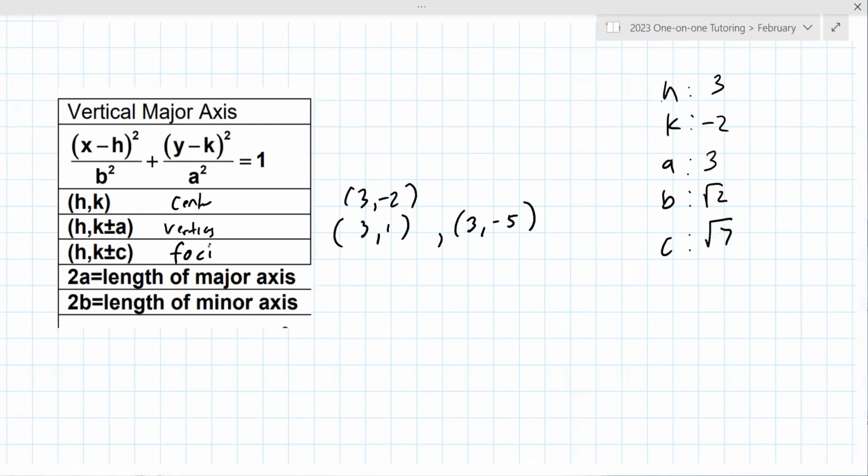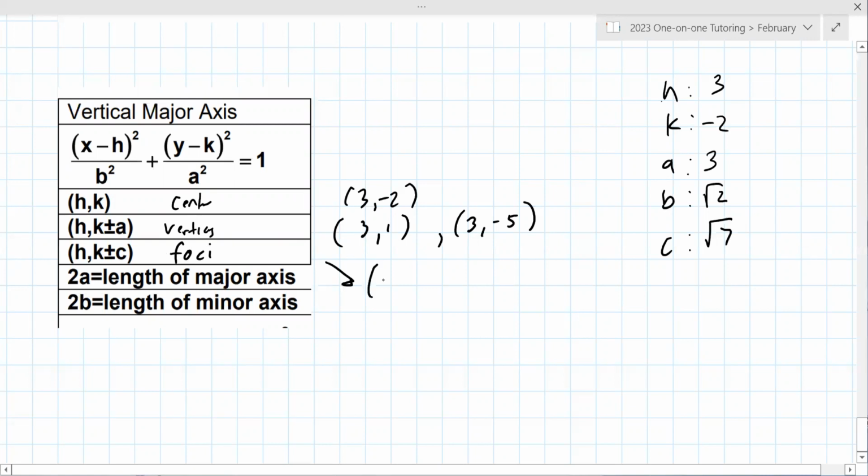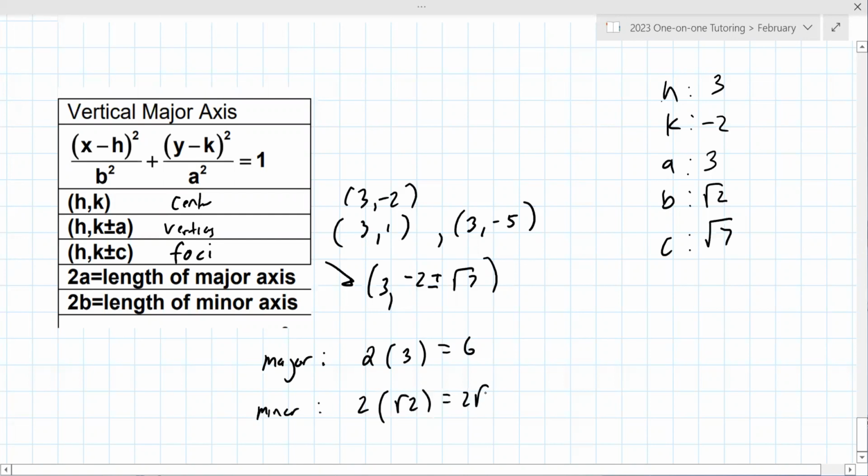Foci: 3 comma -2 plus or minus square root of 7, like that. And then we add in a couple of other things here. So length of major axis. Major is 2 times 3, which is 6. Minor is 2 times b, which is square root of 2, so 2 root 2.